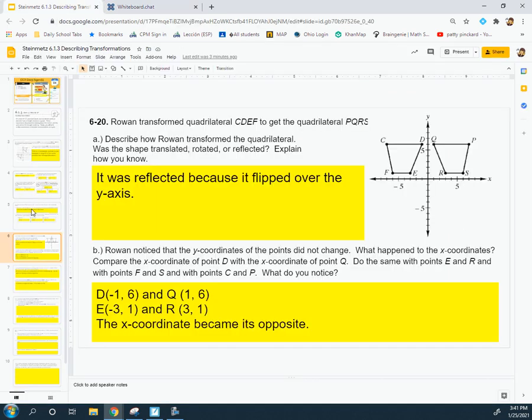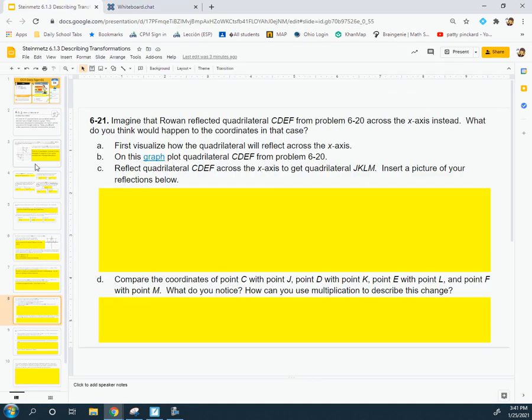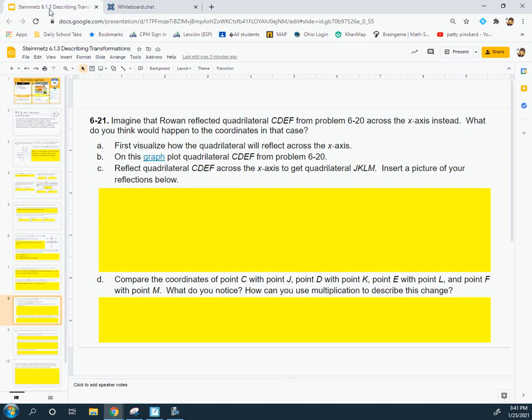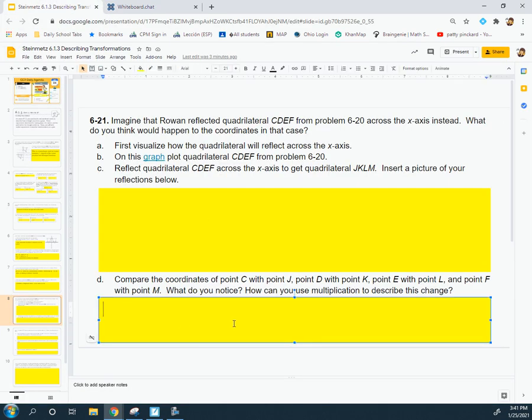My new shape's letters are J, K, L, M. So C became J, K, L, M. Okay. So then I would have inserted that into my presentation. So then it says compare the coordinates of point C with J, D with K, E with L. So what do you notice?